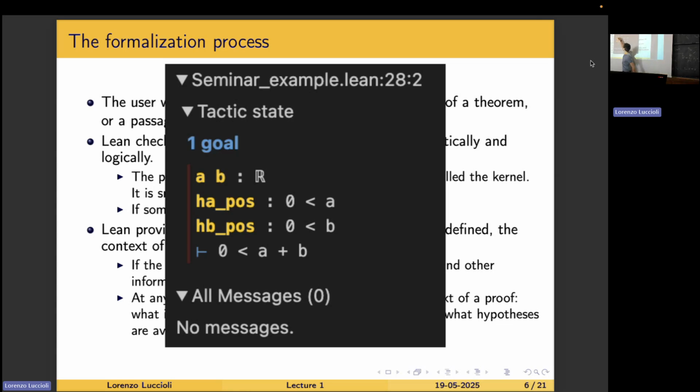In this case, we have A and B, which are real numbers. And what are the hypotheses that I have, which I can use? So I have that A and B are positive real numbers. And at the end, it tells us what is the goal that we still need to prove. This is the symbol for goal. So here we have to prove that 0 is less than A plus B. So the sum of two positive numbers is positive. While we go through the proof, this goal will probably be simplified more and more, easier and easier to prove. And we have more and more hypotheses because we will prove intermediate facts.